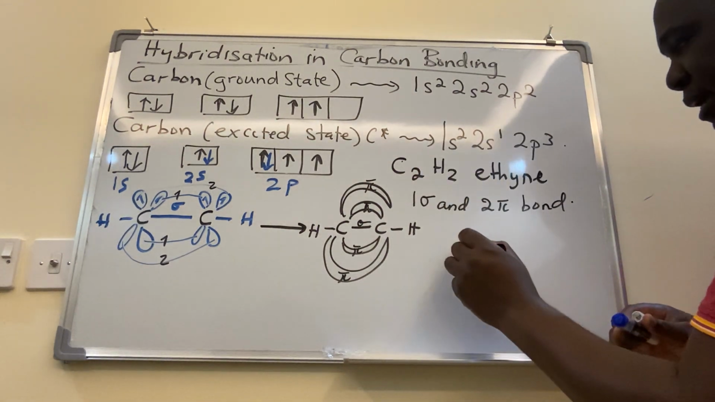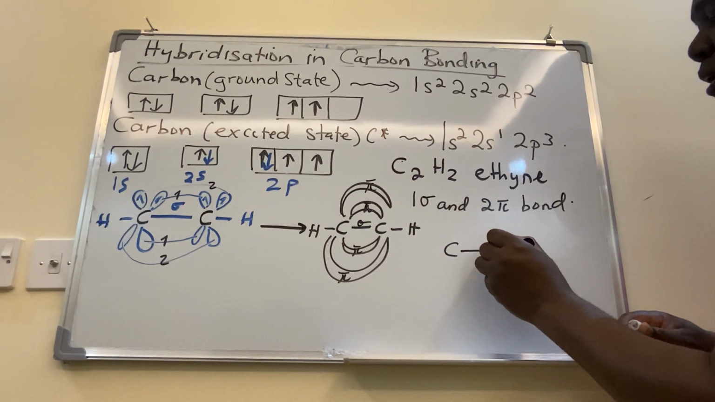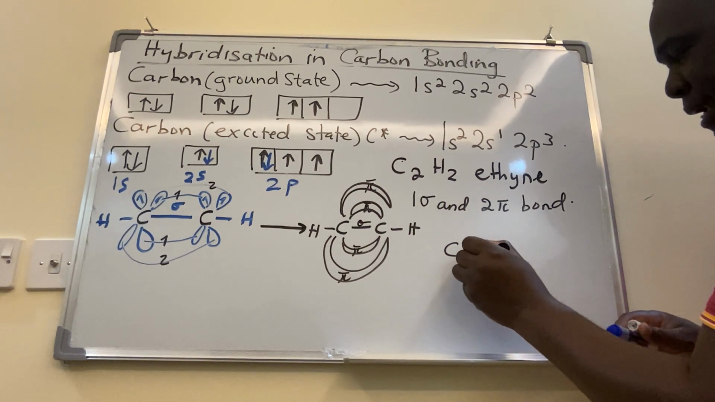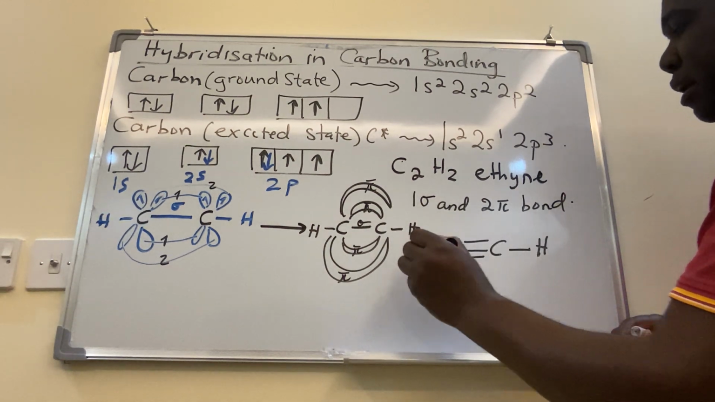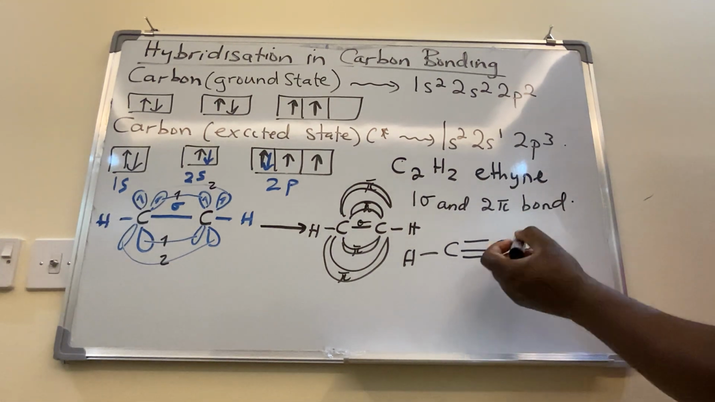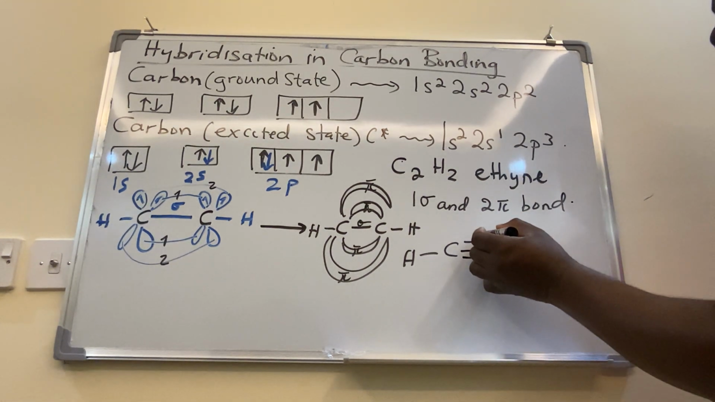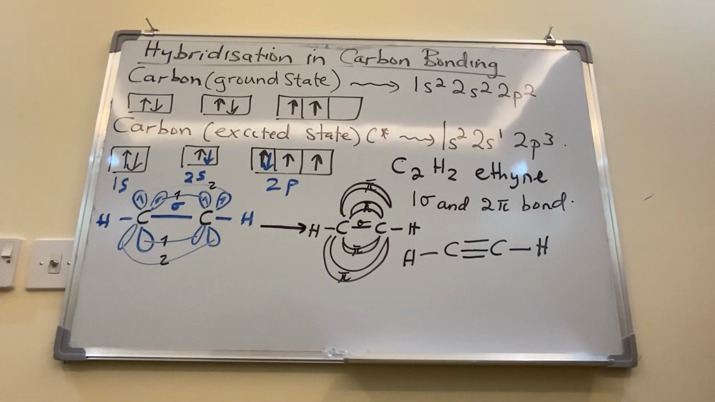At the end of the day, when we are illustrating this molecule, we have one sigma bond, a pi, and a pi, and we have our triple bond. So in a triple bond, we have a sigma bond, a pi, and a pi. And this bond is very, very strong. So at the end of the day, what are we saying?